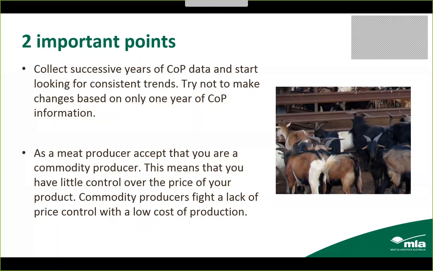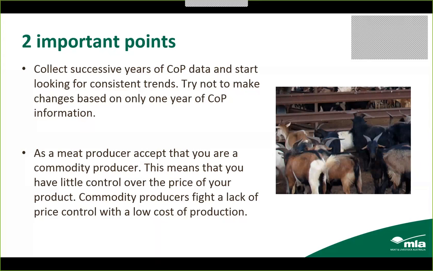The second point I want to make is that as a meat producer, you need to accept that you're a commodity producer, and that means that you've got very little control over the price of your product. Sure, you may have control over some quality aspects, which may provide some price incentives, but these are generally linked to a base price, which is driven by forces largely out of your control. And commodity producers, like commodity mining products or commodity agricultural products, the best way that you can fight that lack of price control is by ensuring that you've got a low cost of production.